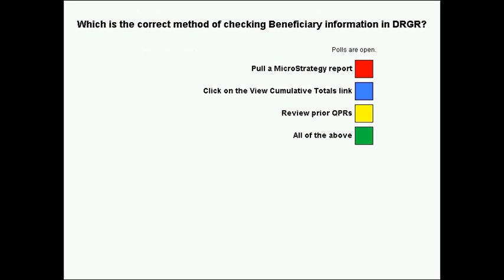So I want everyone to take a moment, and we're going to do a little bit of a quiz. Don't worry, you're not going to get graded, but which is the correct method of checking beneficiary information in DRGR? Is it pull a MicroStrategy report, click on the View Cumulative Totals link, which is part of a QPR, review prior QPRs and look at the information you submitted in prior QPRs, or is it all of the above? Take a couple of minutes so people can go ahead and log in and vote.